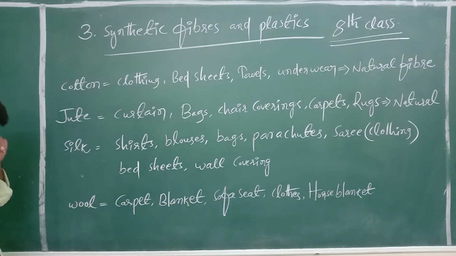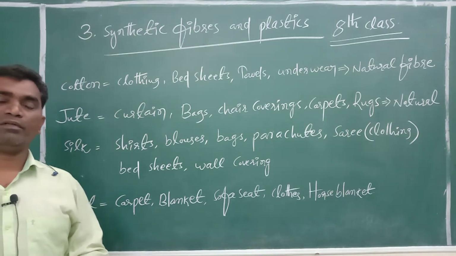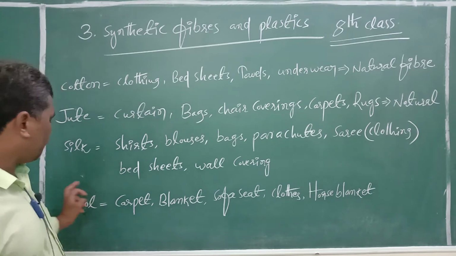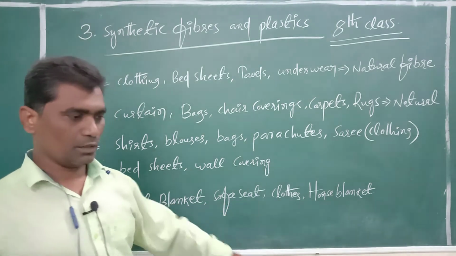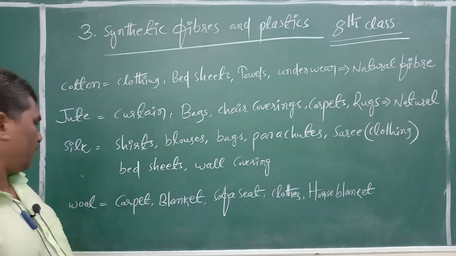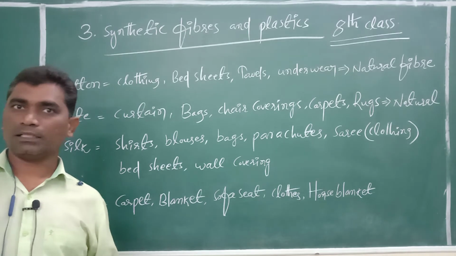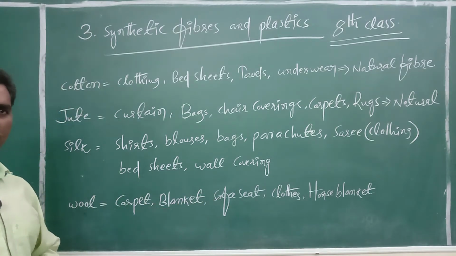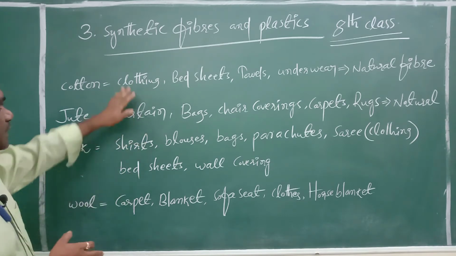Next one, you come to wool. Wool fiber, from where we get this wool fiber? We get wool fiber from the wool of the sheep, hair of the sheep or goat, like that. Okay students, so with help of this woolen fiber, woolen cloth is made. Okay, so carpets, blankets, sofa seats. To make the seats on the sofa, this woolen cloth is used. Next, horse blanket. We can see outside, horses are there, on the body of the horses this woolen cloth is put. Okay, so here, not only these, many other applications are also there, but these are all the fibers and from which all these articles are made.